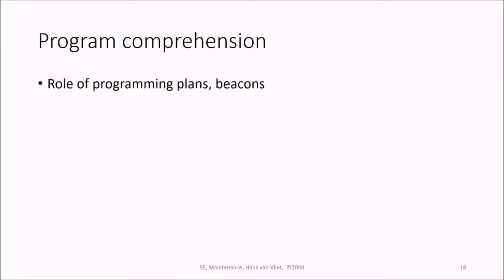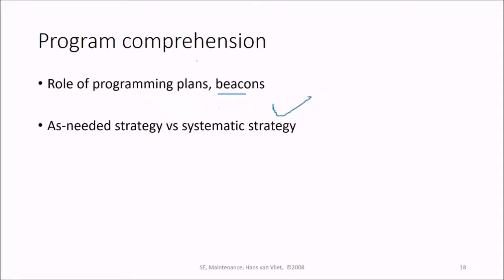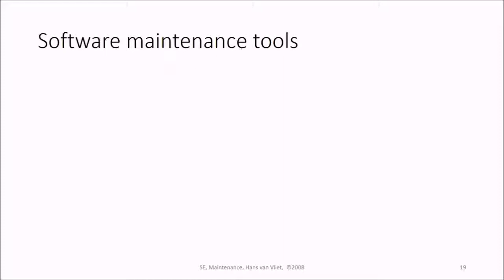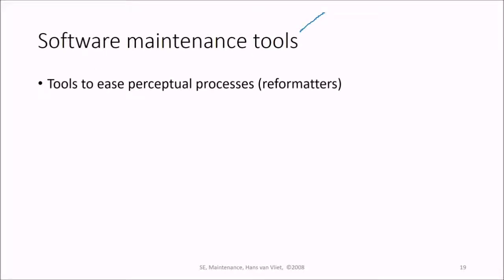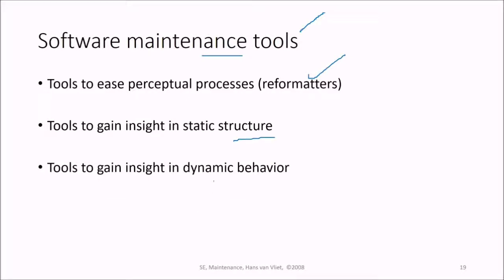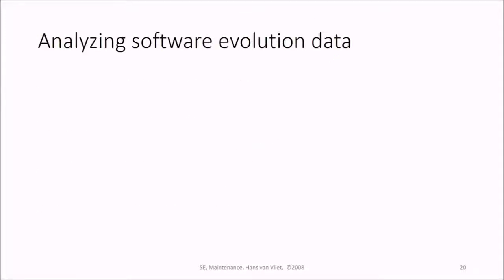Program comprehension involves the role of programming plans and beacons, as-needed strategy versus the systematic, stepwise, well-understood strategy, and use of outside knowledge like domain knowledge, naming conventions, etc. Software maintenance tools are tools to ease perceptual processes. These are the reformatters, tools to gain insight into the static structure, and tools to gain insight into dynamic behavior. There are also tools that inspect the version history.